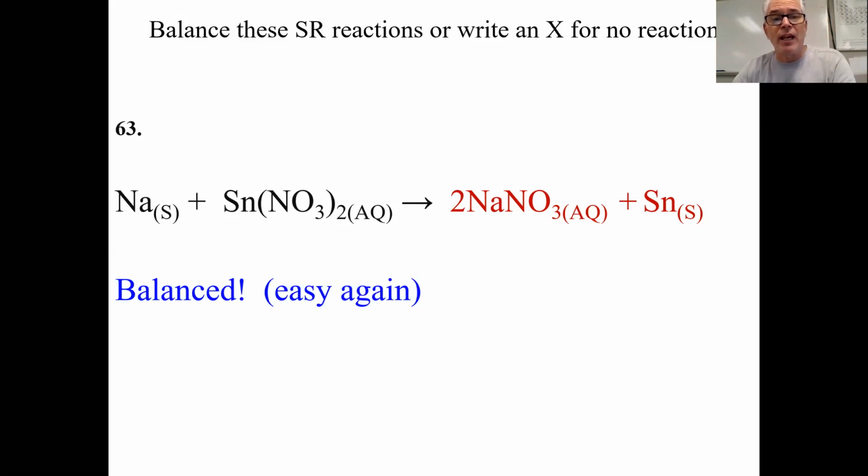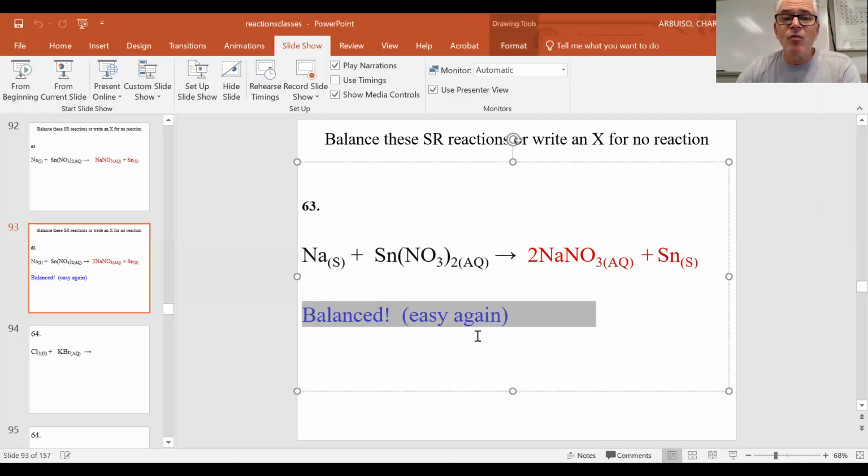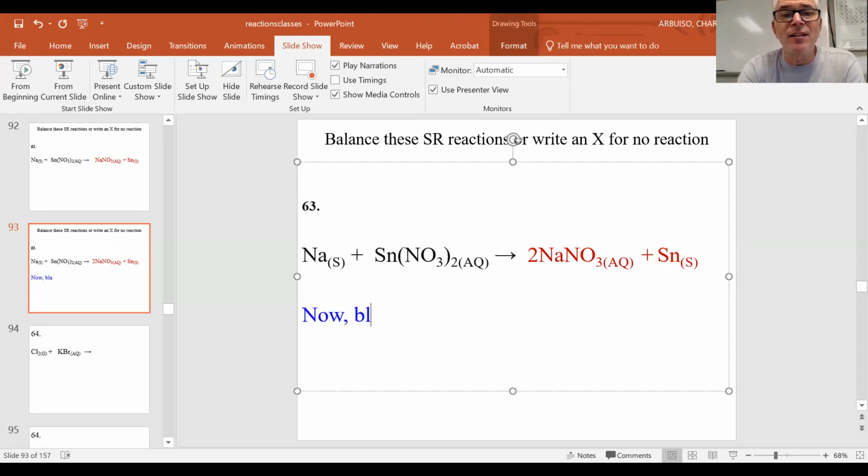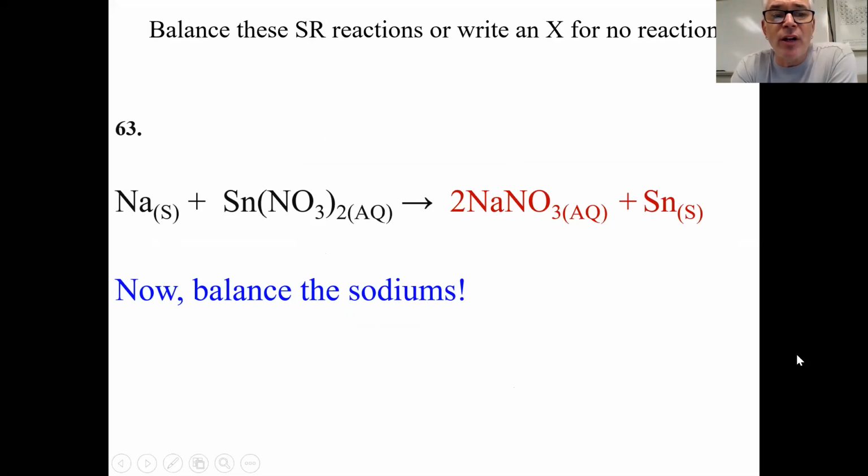And look, I got a boo-boo here. It's not balanced yet. What, are you kidding? It should say now balance the sodiums. Exclamation point. Who the heck made this slideshow? Oh my gosh. Slideshow from current slide. So now we have to balance the sodiums.